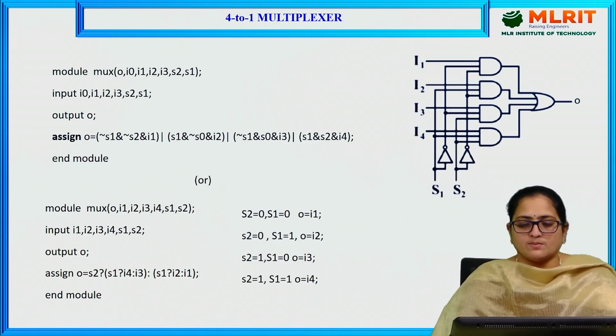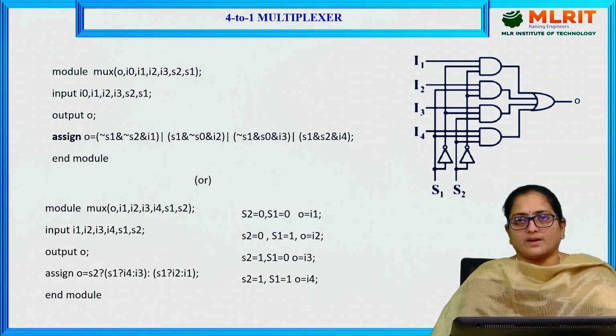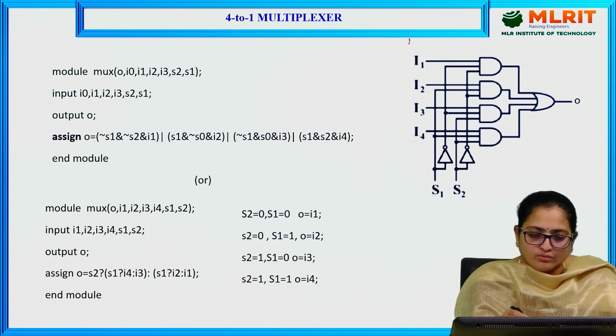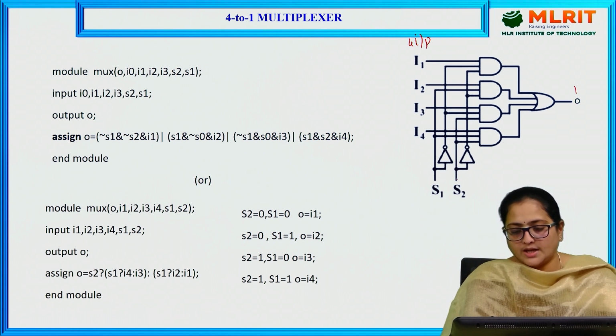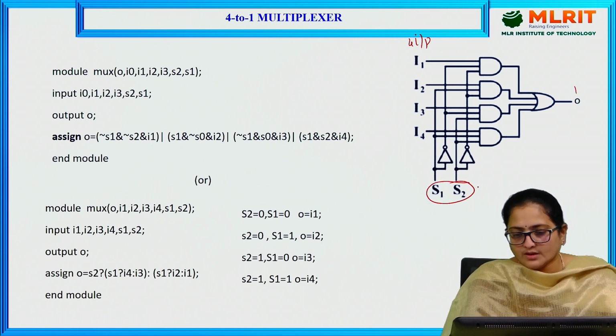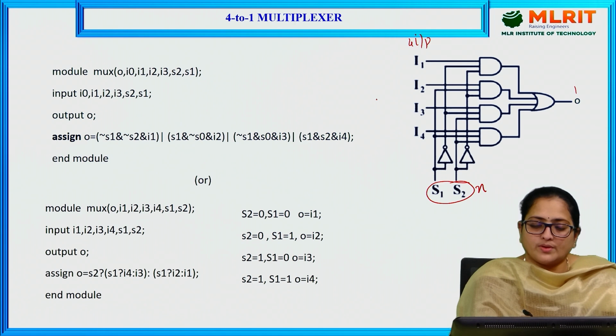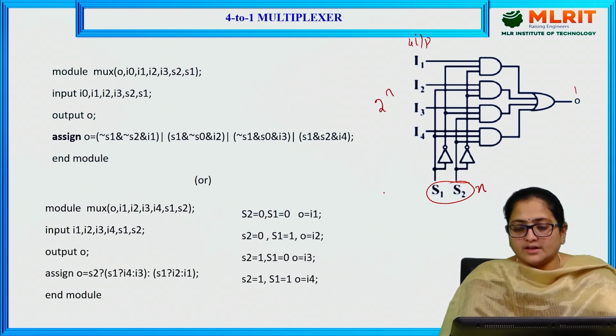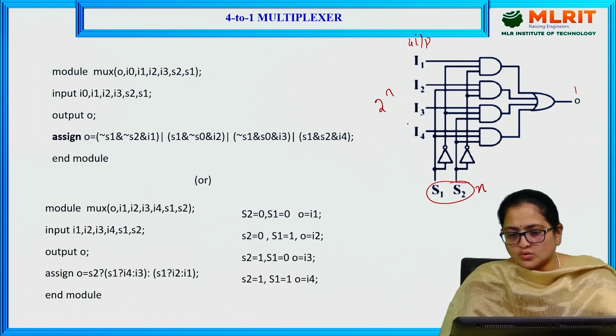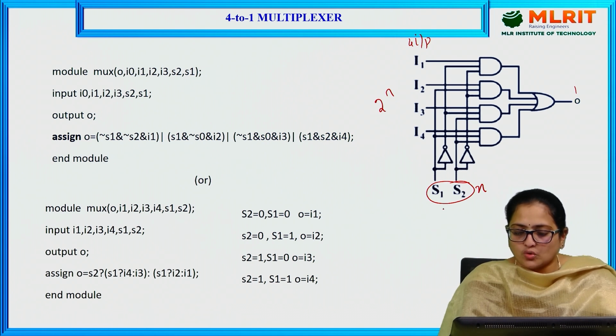So first, what is a multiplexer? A 4:1 multiplexer has 4 inputs, 1 output and 2 selection lines. If we have n selection lines, 2 power n will be the inputs for the multiplexer. Here it is 4:1, so 2 power 2, that is 2 selection lines are required to perform this operation. These selection lines are also inputs, and I1, I2, I3, I4 are also inputs, and the output is O.